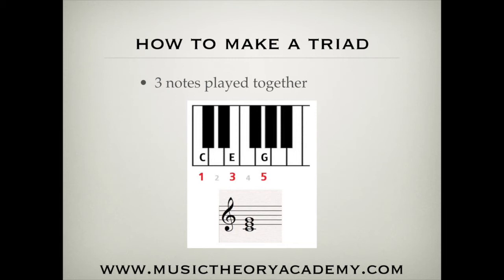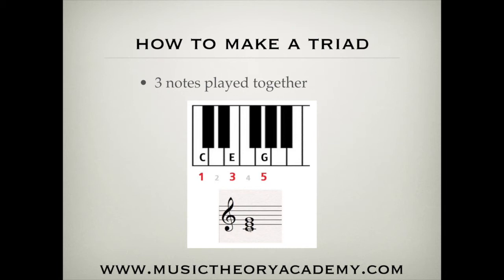So how do we go about making a triad? Well, let's look at an example. We're going to build a triad based on the note C, with 3 notes played together. Now C is our root note, our bottom note. Our middle note will be E, because that's our third, and our top note G, because that's our fifth. So we're building it on number 1, number 3, and number 5. Our root note, our middle note, and our fifth note.